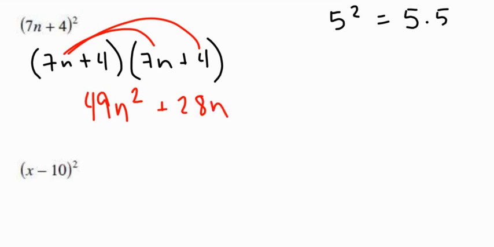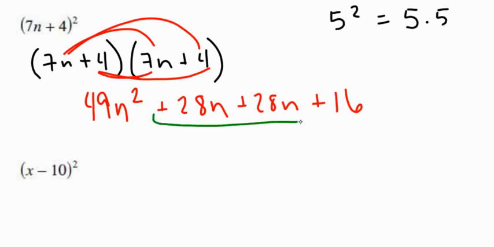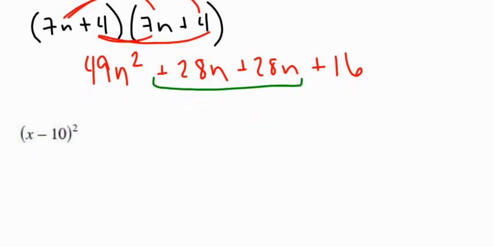And really it's the same thing now, right? A 4 times 7n is 28n. And a 4 times a positive 4 is a 16. So these middle terms end up happening twice when you're multiplying the same thing twice, right? So we have 49n squared plus 56n, if I were to combine those two terms, plus 16.